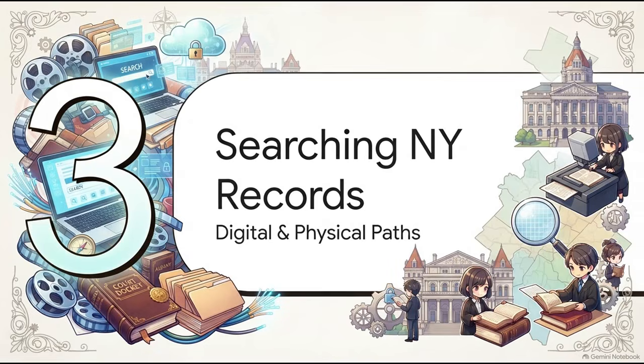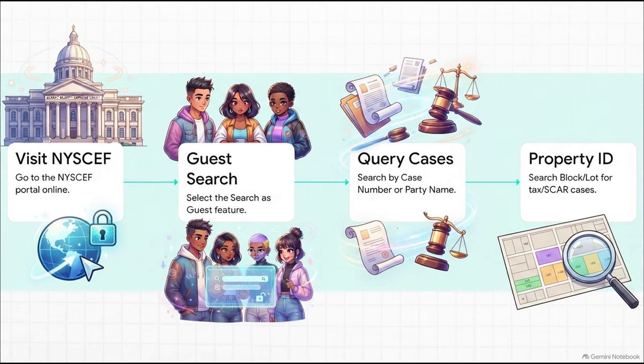Section 3. Searching New York records. Digital and physical pathways in NY. Let's focus on New York's 3rd Judicial District for a minute. For civil cases filed in the Albany County Supreme Court, your best friend is the New York State Court's electronic filing application, commonly known as NYSEF. And the really great news here, even if you aren't an attorney, you can just select the Search as Guest feature. Boom, you're in. From there, you can query public cases using a full case or index number, a party name, or an attorney's name.